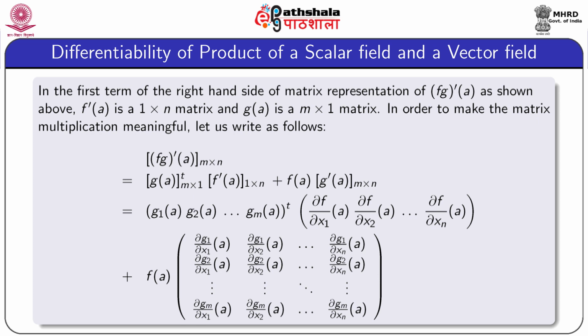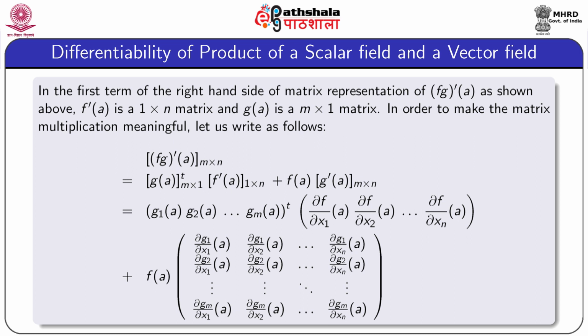In the first term of the right hand side of matrix representation of Fg dash A, as was shown, f dash A is a 1 by n matrix and Ga is an m by 1 matrix. So, in order to make the matrix multiplication meaningful, we write it as follows. Fg dash A will be given by an m by n matrix. So, we write it as sum of two matrices.